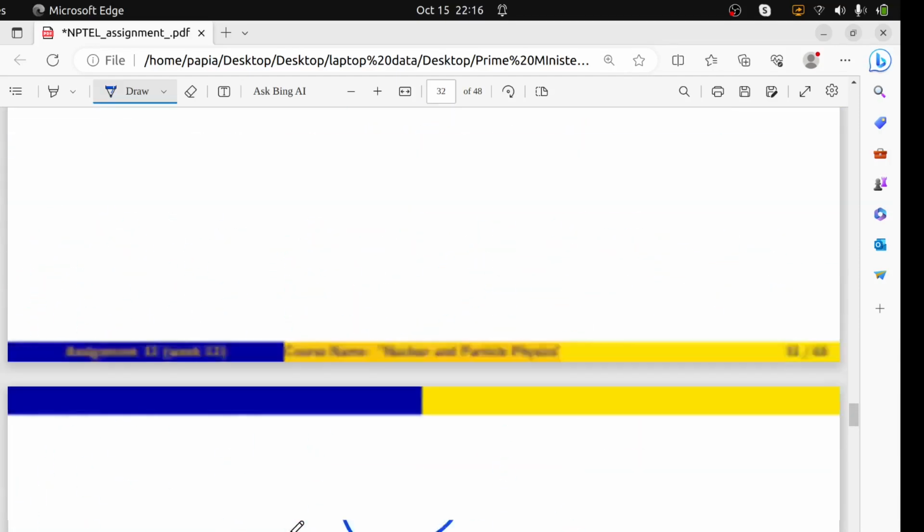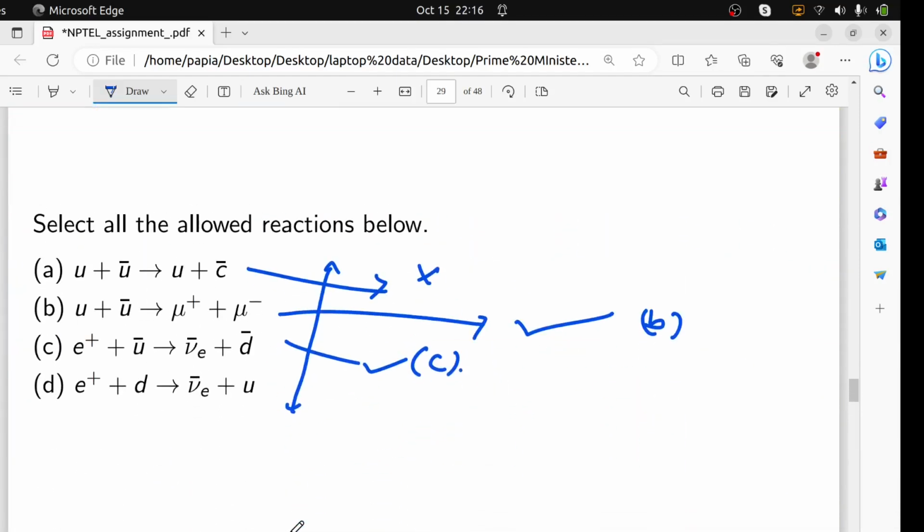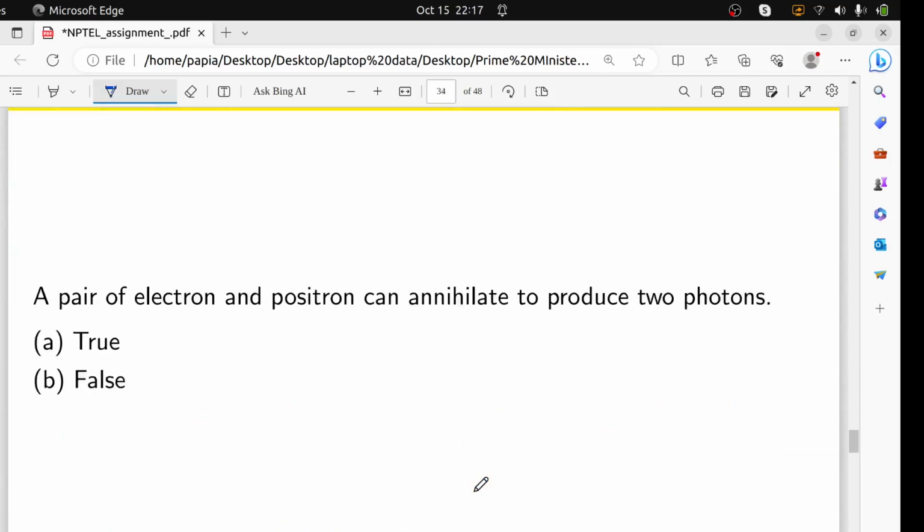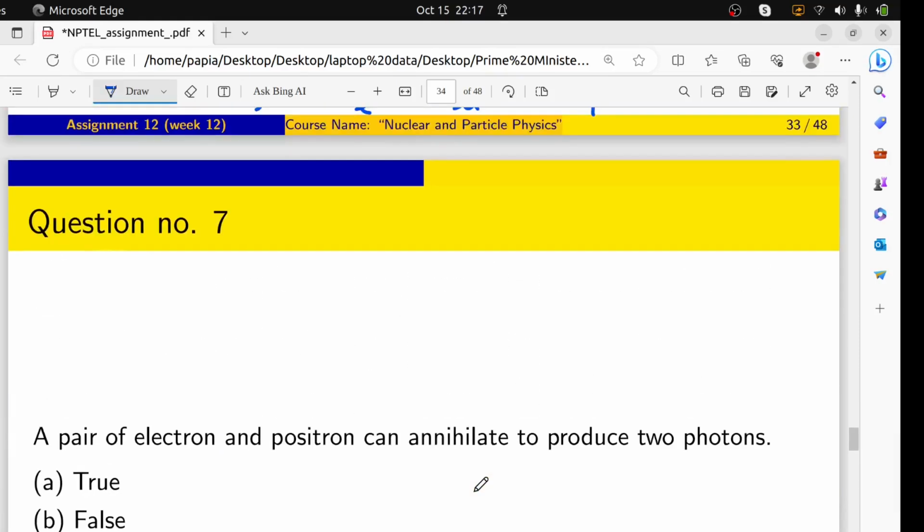So which tells us that the fourth option, this one, is correct. So in that case B, C, D are allowed. Okay, so this is the case. I think it's understandable. If you have any doubt, you can ask me. Okay, so we will go to the next question.